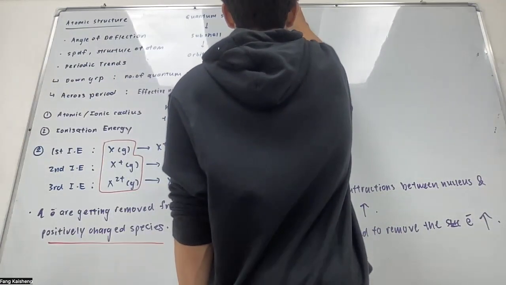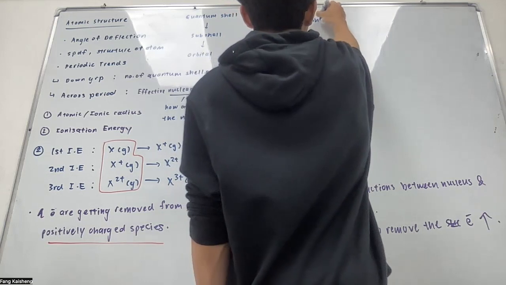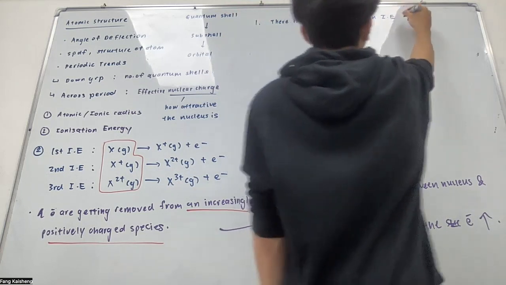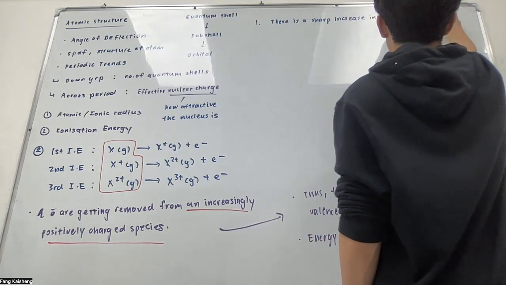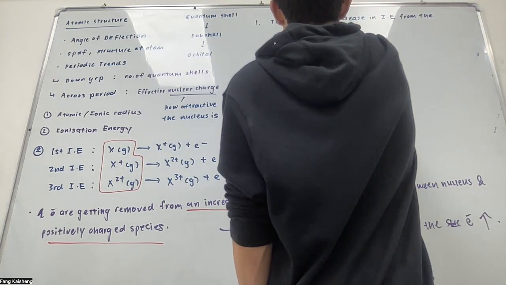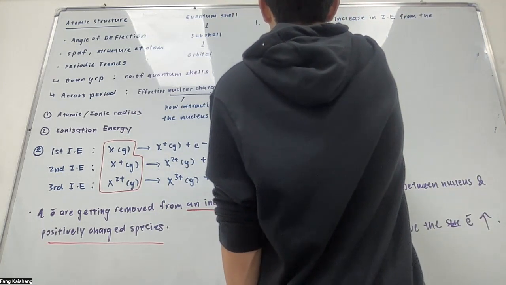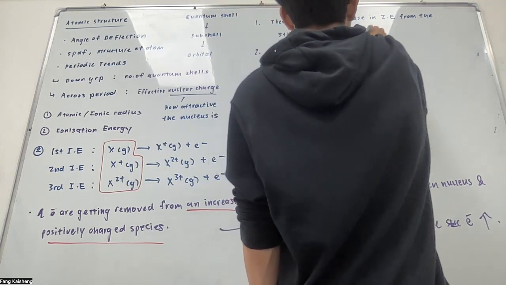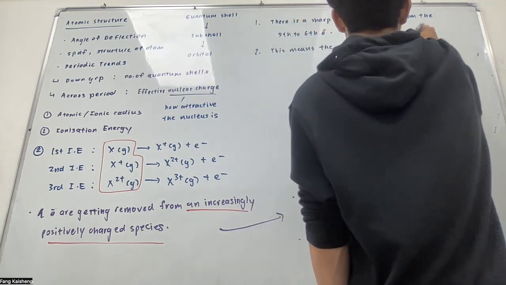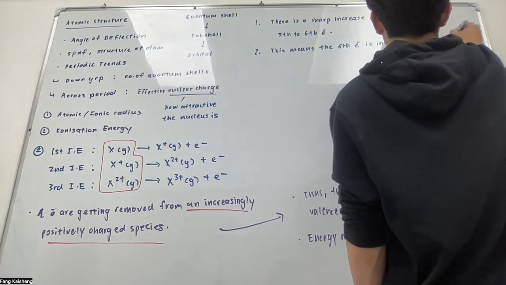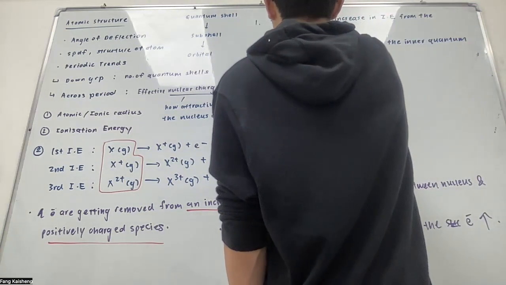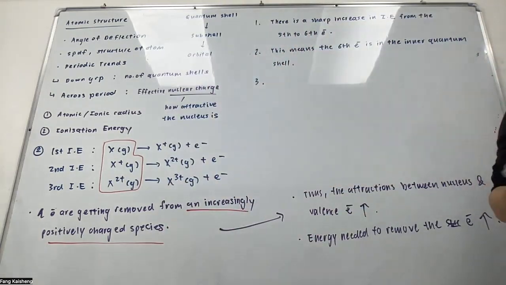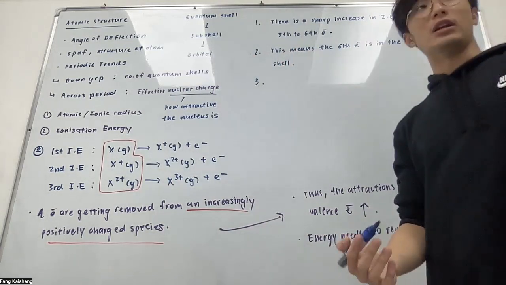Number 1, you tell me the striking feature of the graph. There's a sharp increase in ionization energy. Okay, from the 5th to 6th electron. This means the 6th electron is in the inner shell. And don't just say inner shell, say inner quantum shell. As we already know, a quantum shell is really a huge jump in energy that I explained just now when I drew out the level diagram. So a huge jump in energy, that's why here also there is a significantly huge jump.